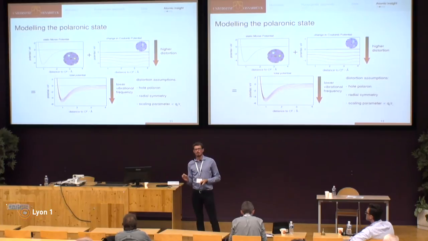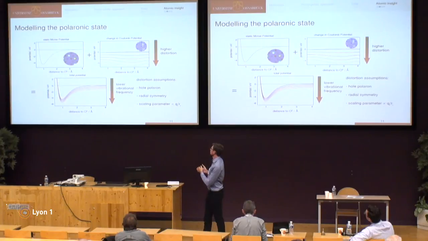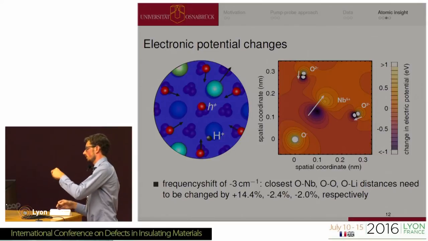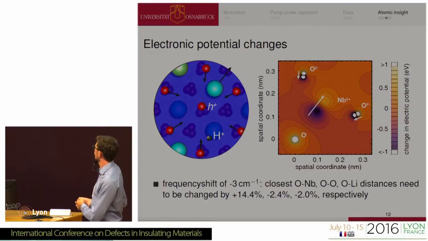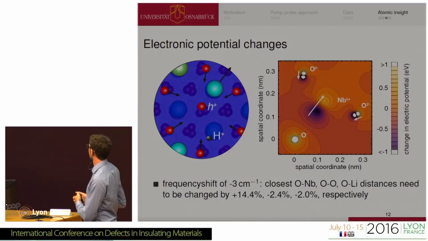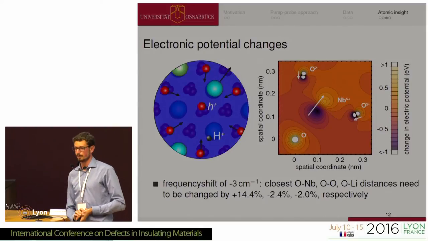And as I told before, we have found a frequency shift of 3 inverse centimeters, so we can go back to the distortion of our lattice. And this is what you see here. We now put the 3 inverse centimeters into our system, and we see that the distances of the closest atoms of the niobium, of the oxygen and the lithium, change. For example, the oxygen-niobium distance changes by about 15%, or the oxygen-oxygen distance changes by about 2%.